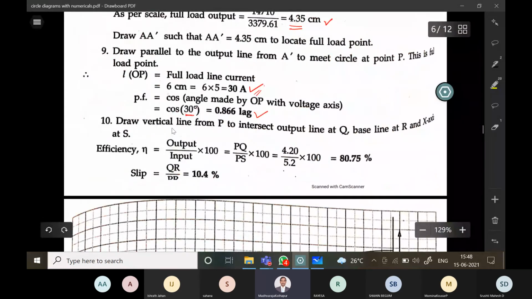Now we need to calculate efficiency and slip. We have drawn the vertical line from P, it intercepts at Q, the baseline at R, and the x-axis at S. Efficiency is given by output by input into 100. PQ is the output and PS is the input.